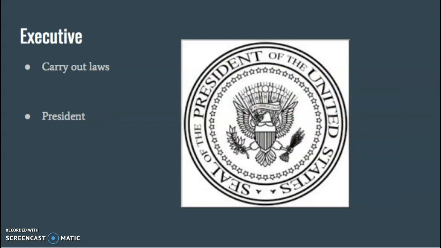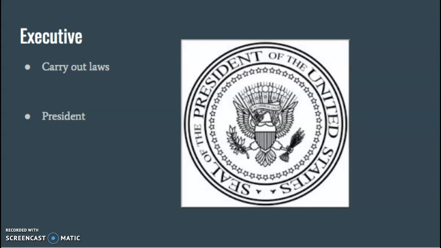And the final branch of government is the executive branch. The executive branch is known for carrying out laws, and this branch includes the president, the vice president, and the presidential cabinet. And some duties of the executive branch are that the president is in charge of enforcing laws, so laws that are put into effect by Congress, he carries them out to the people of the United States.